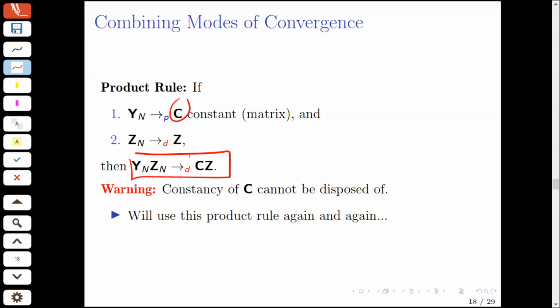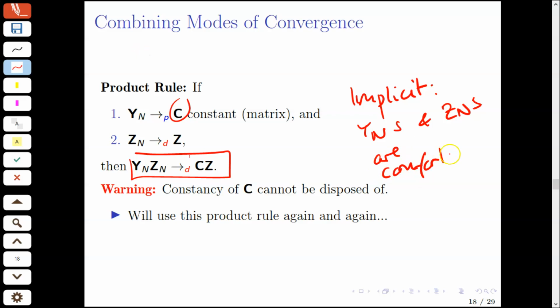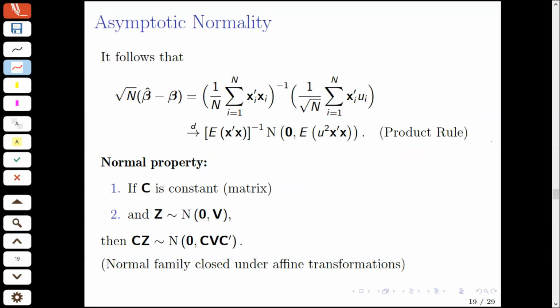Now, before I invoke this rule, I just want to stress that when I'm talking about applying this rule, or establishing this type of result, I'm implicitly assuming that the Yn's and Zn's are conformable. That is, they have their dimensions match in order for me to construct their product in a meaningful sense. All right, let's move on to applying this rule.